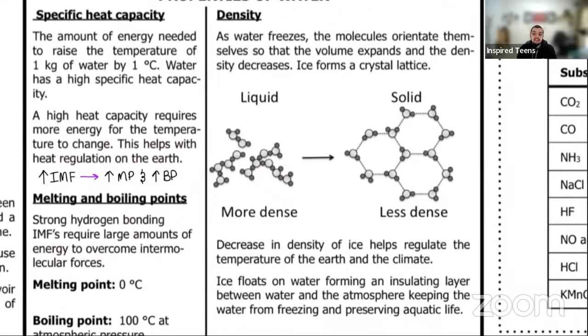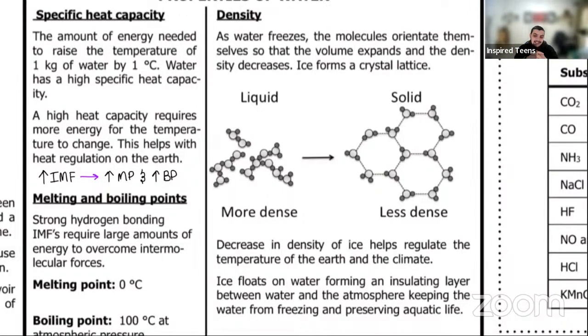Density: as water freezes, the molecules orientate themselves so that the volume expands and the density decreases. Ice forms a crystal lattice. Okay, so if we look at liquid compared to a solid, this is just water specifically. In the liquid, you can see that the molecules are more closely, tightly packed together. So that's what density implies, how closely packed they are. But in the solid, you can see it's less dense, right? The particles are further apart.